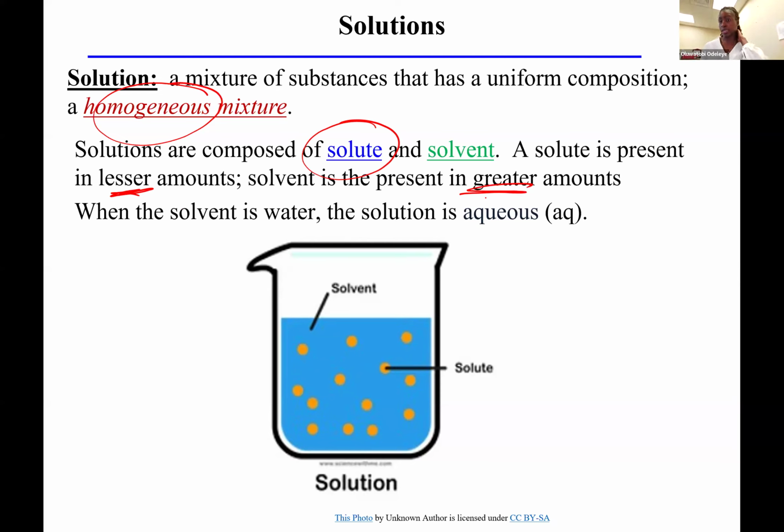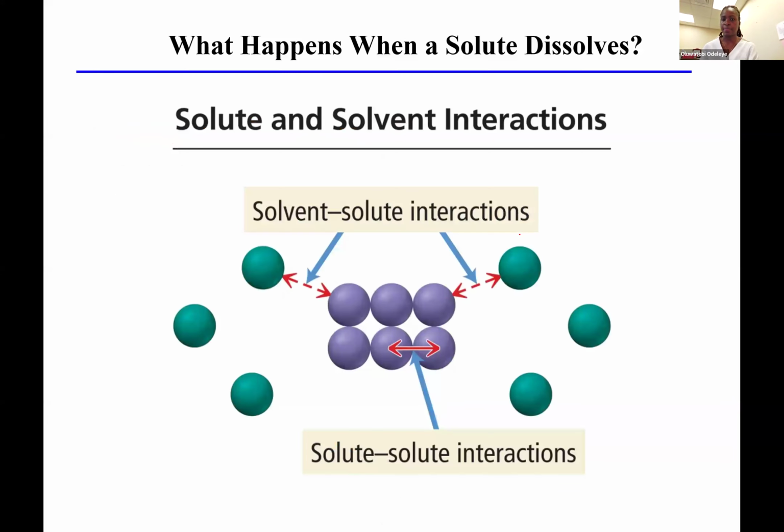So for example, in salt water, your solute is usually going to be the salt. The solvent is usually going to be water. If you're dealing with a solution that has the solvent as water, we term that solution aqueous, and it's denoted by AQ. Okay, so this is real quick how solutions work.